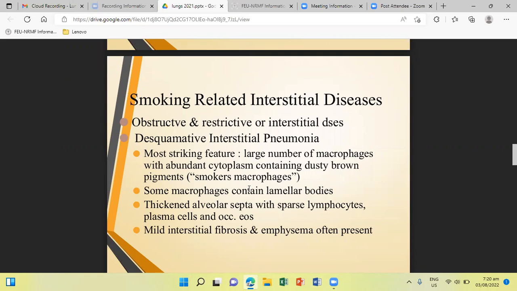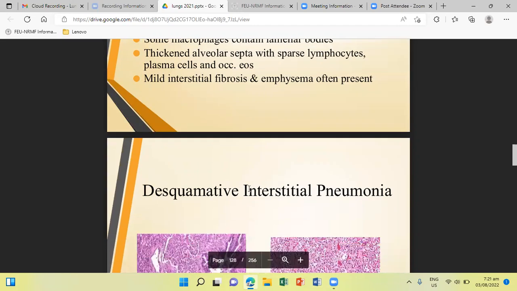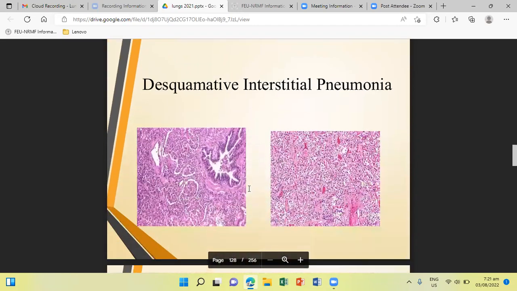The first one is what I'm showing you right now, and that's what we call desquamative interstitial pneumonia. The most striking feature of which would be a large number of macrophages in the air spaces. The macrophages were originally thought to be desquamated pneumocytes. That's why it's otherwise known as DIP. This is how it looks histologically.